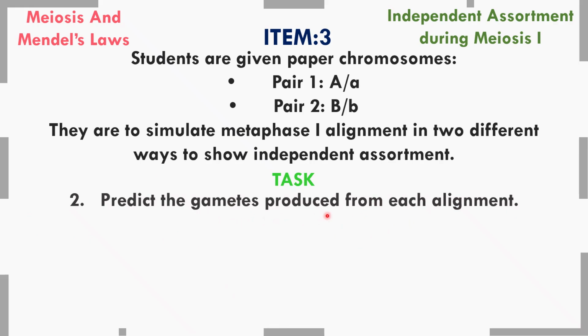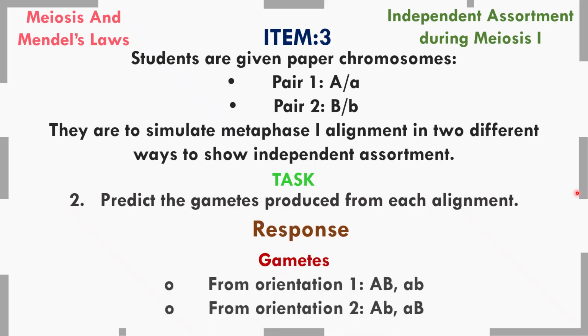Predict the gametes produced for each alignment. From orientation 1, we shall get gametes capital A capital B and small a small b. From orientation 2, capital A small b and small a capital B.